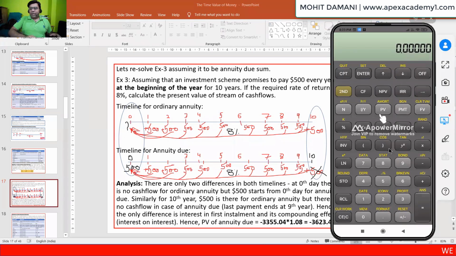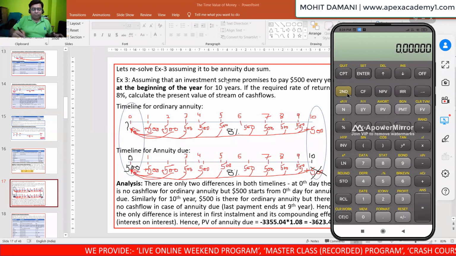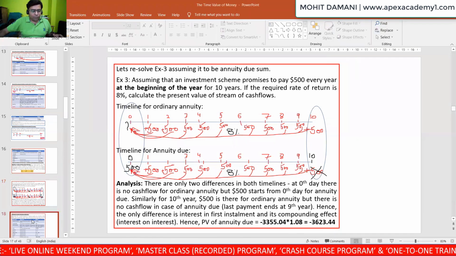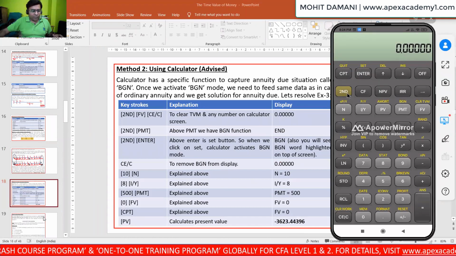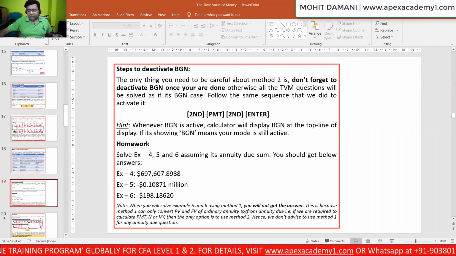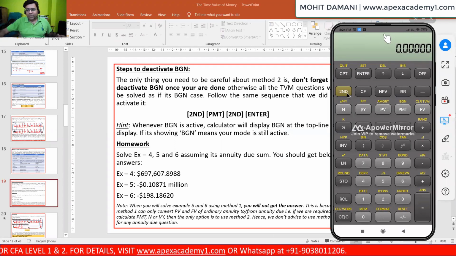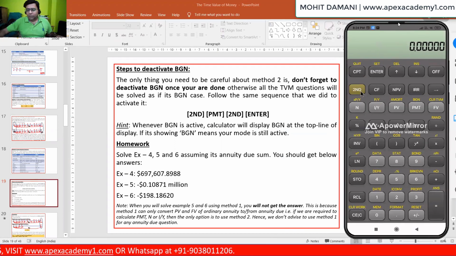Everything is the same, everything will be the same. The only difference that will arise is we have to activate the BGN mode. As you can see over here, how to activate the BGN mode is written, everything is explained in the slides. To activate the BGN mode, it is second PMT.